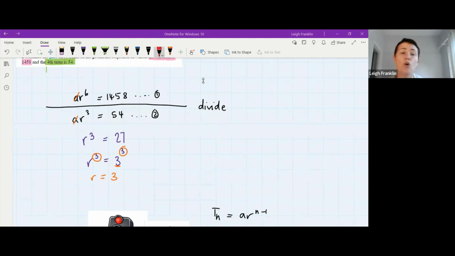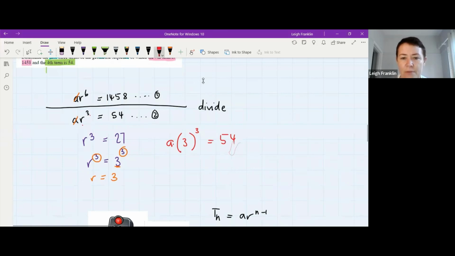Absolutely, absolutely. So you choose which equation you want to work with. Personally, I always try and work with the equations that have got the smallest numbers, just because I think that's the easiest thing. But if you wanted to work with AR to the power of 6 equals 1458, you're very welcome. Okay, so now we're going to sub into equation number 2. So A is what we are calculating. In place of the R over here, we're going to put 3. Then we must write our exponent, which was 3, is equal to 54.